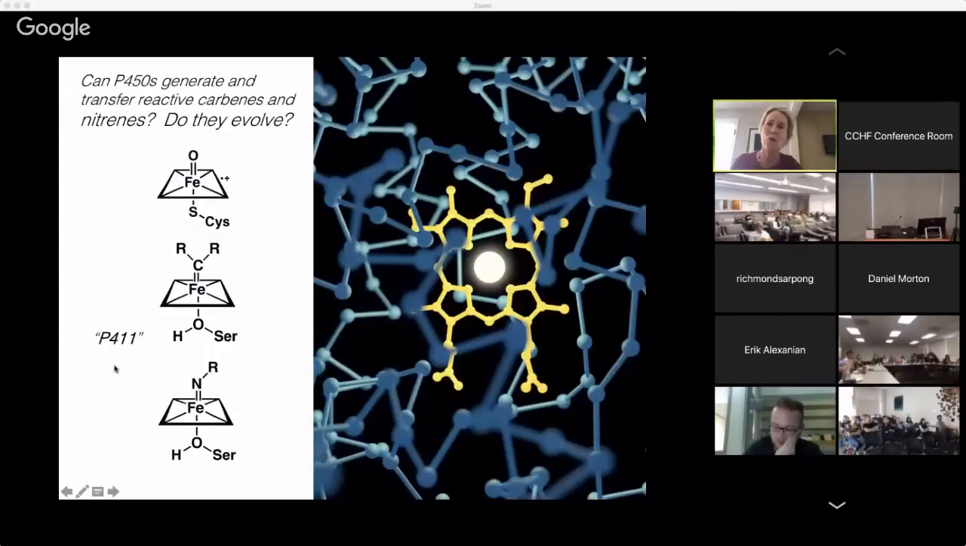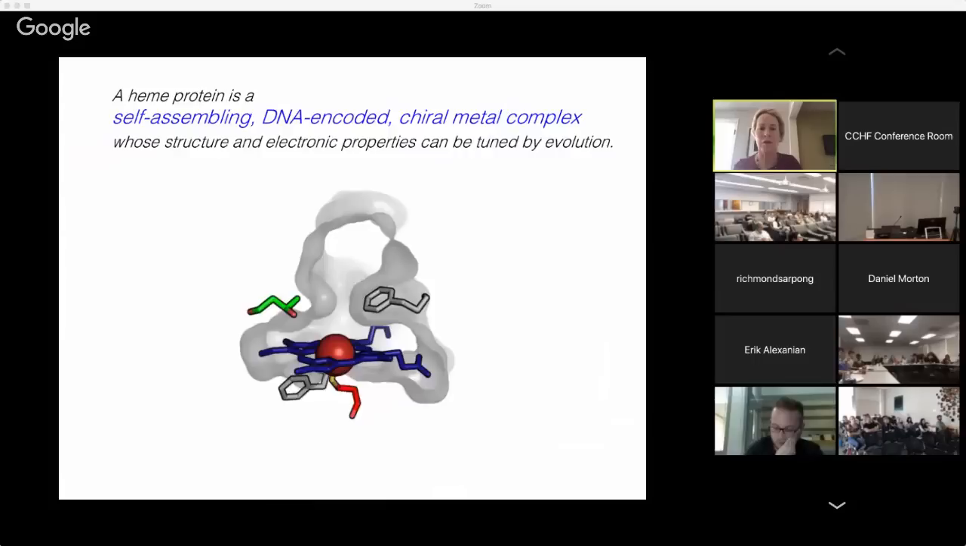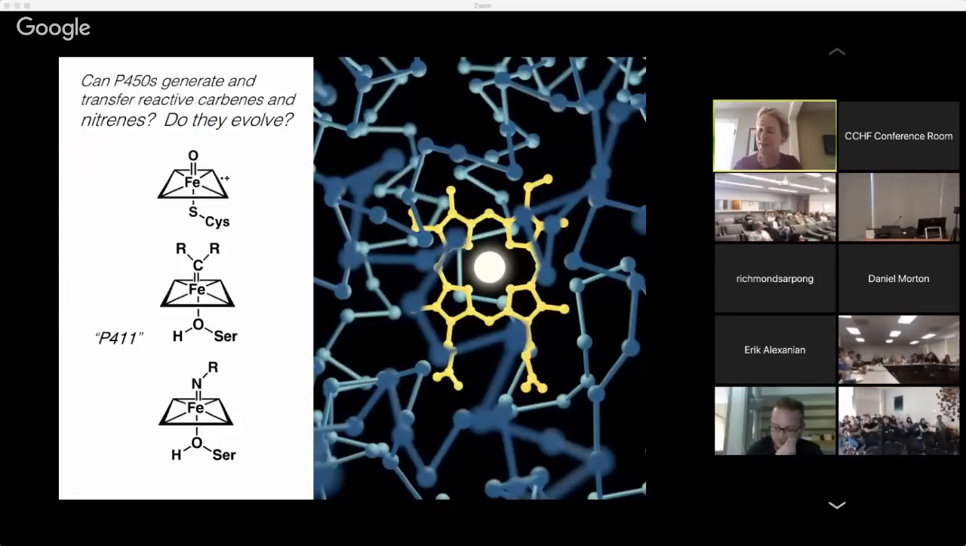Turns out the P411 is a really interesting family. There are no P411s known in nature. That abolishes the native monooxygenase activity, but it confers, surprisingly, very high activity for carbene and nitrene transfer. So all of the proteins that I'll tell you about are P411s. And I am the mother of this enzyme family. It's a non-natural family, but it's fully genetically encoded, and it does some pretty cool chemistry.